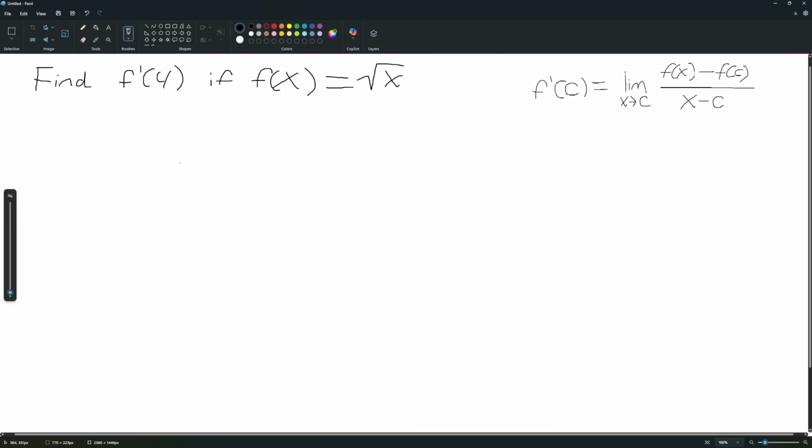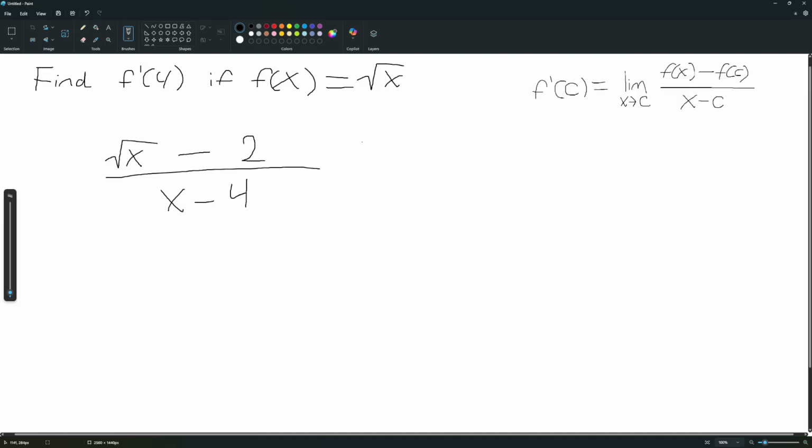Now, we're looking for f of x. So we have square root of x, because we're looking for this. And then we have minus f of c. So all that we're doing is we're plugging in c to this. Remember, we're just looking for a certain x value to this function. So we have 4. The square root of 4 is 2. So we have rad x minus 2 over x minus 4. Remember, that's our c value.